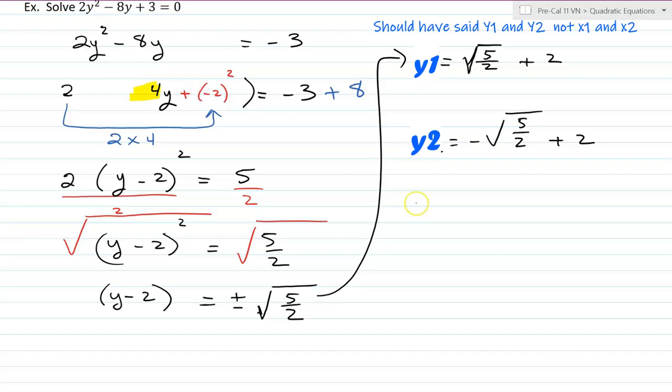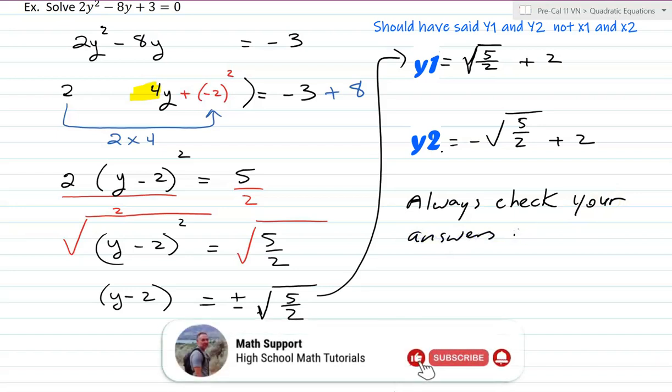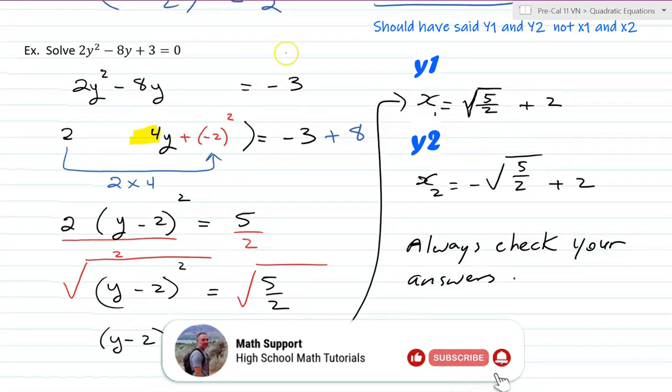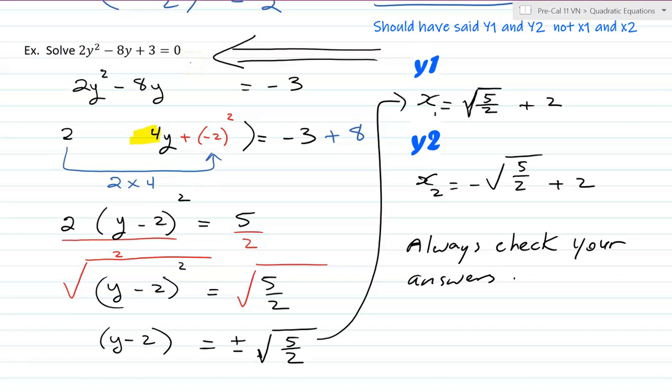And always, once you get the values, always check your answers. Remember, you plug it back into the original equation. What was the original equation? It is right here. That's the original. You're going to plug it back in there, making sure that the left hand side, when you do the math, equals 0, and it will be.